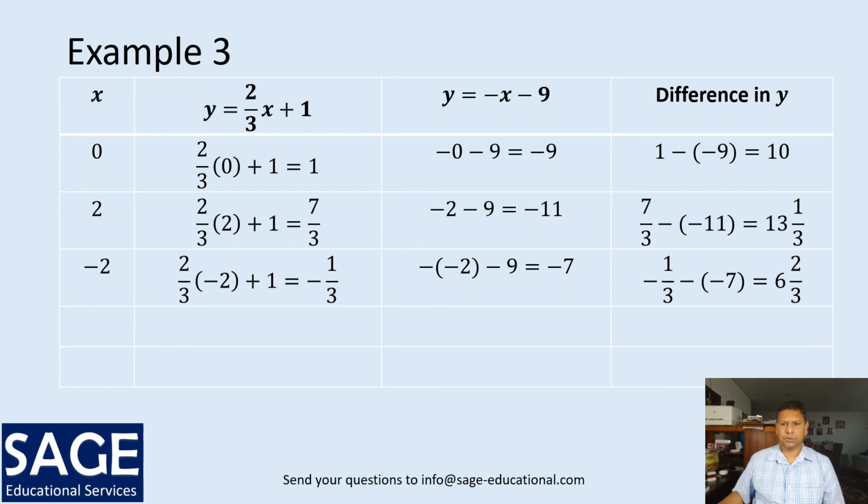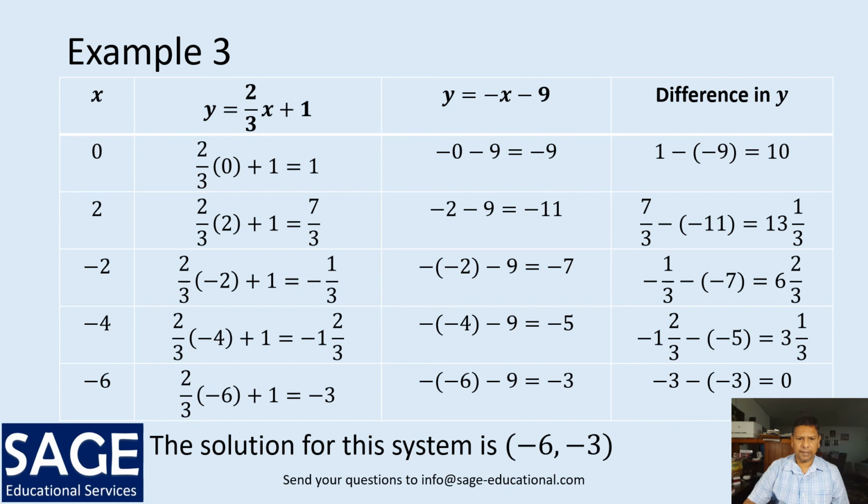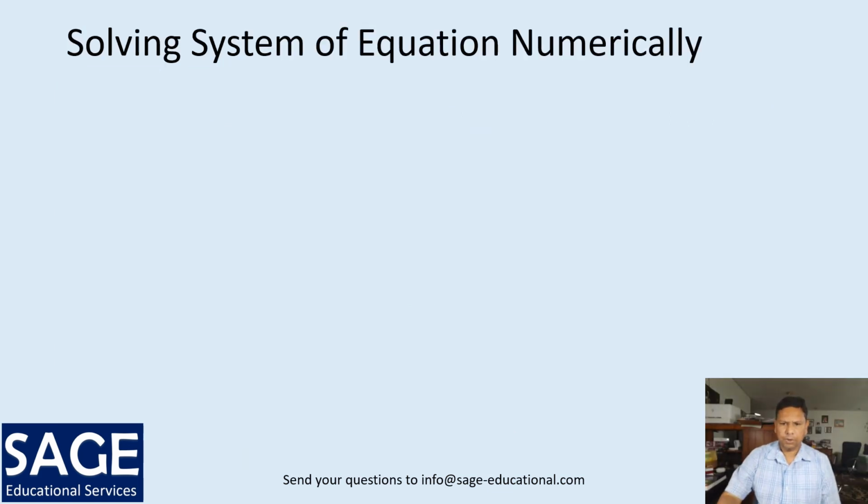Remember, we want to make the difference equal to 0. Next, we try x is equal to negative 4, and the difference comes out to be 3 and 1/3. But when x is equal to negative 6, then the difference is 0. So what that means then is that the solution to this equation is the point negative 6, negative 3. So here's the solution. So now I'm going to summarize the whole process in steps when you want to solve a system of equations numerically.